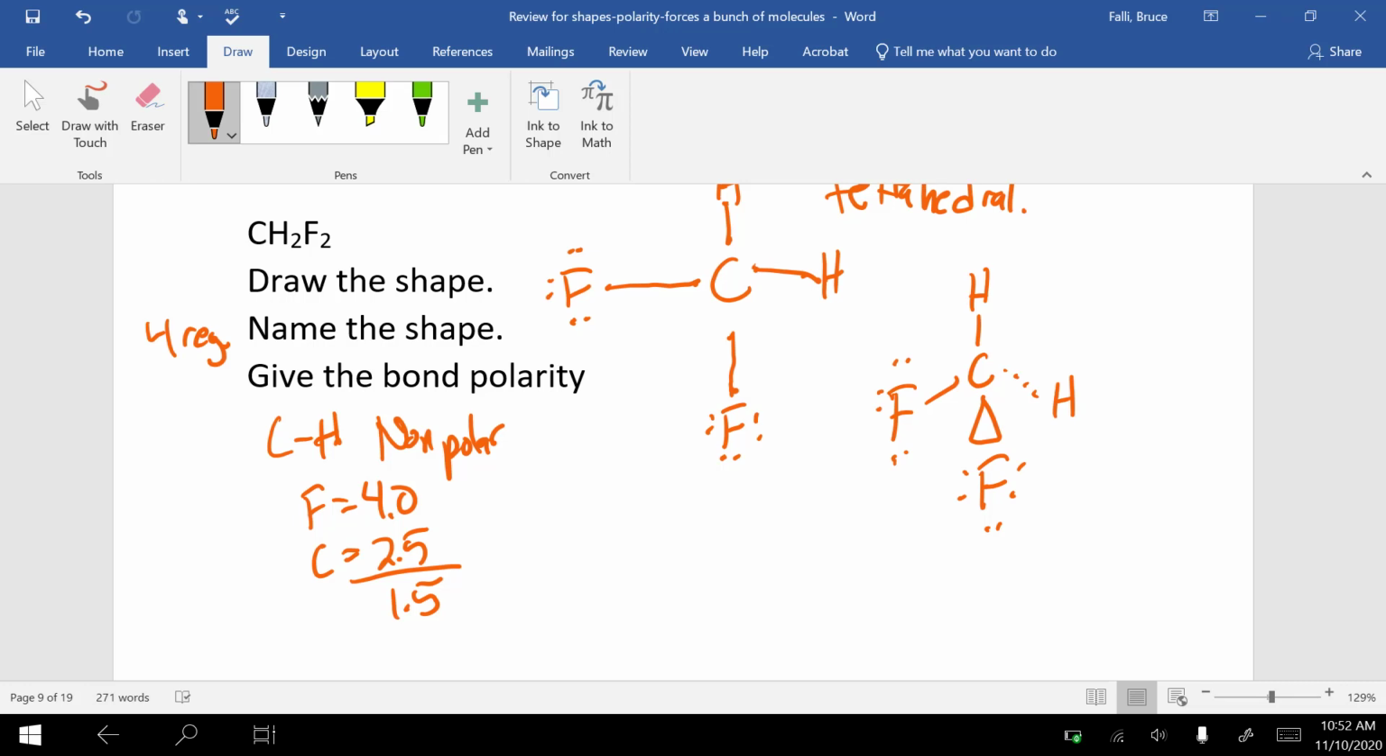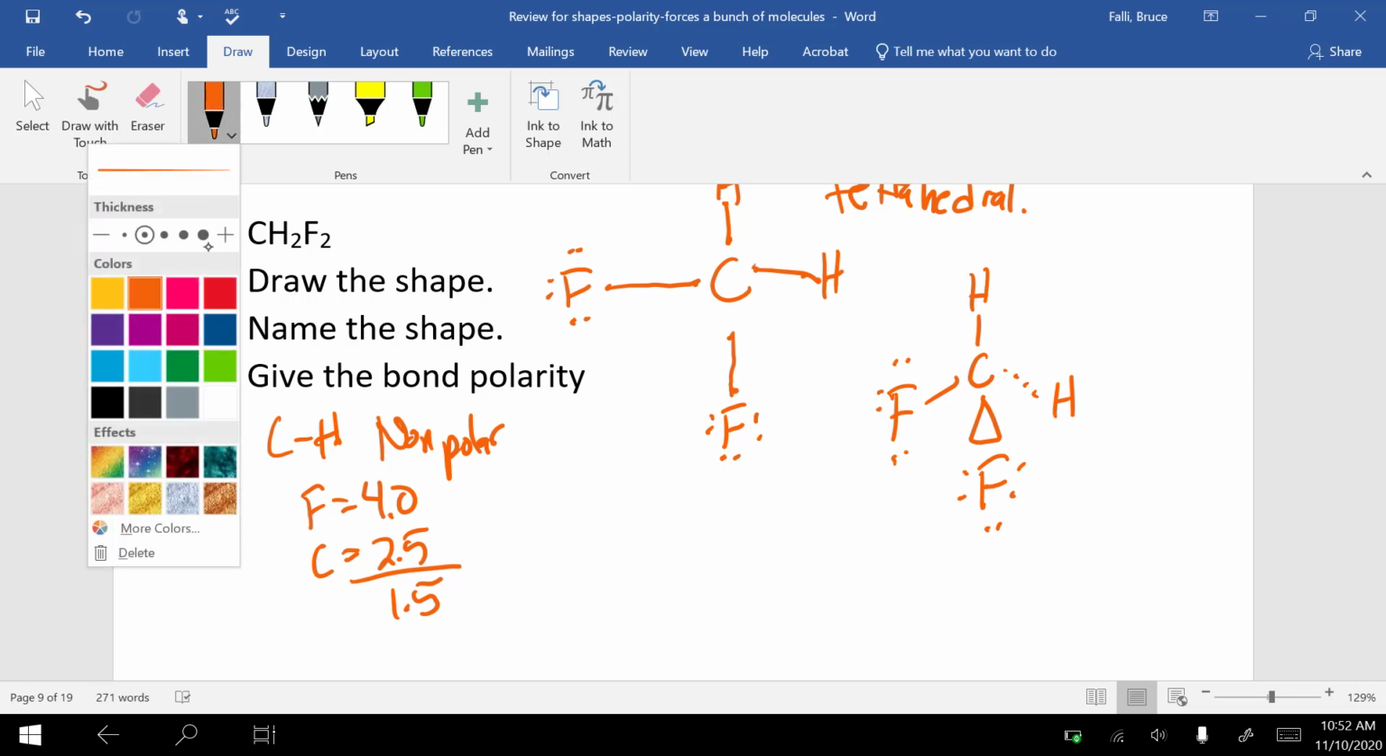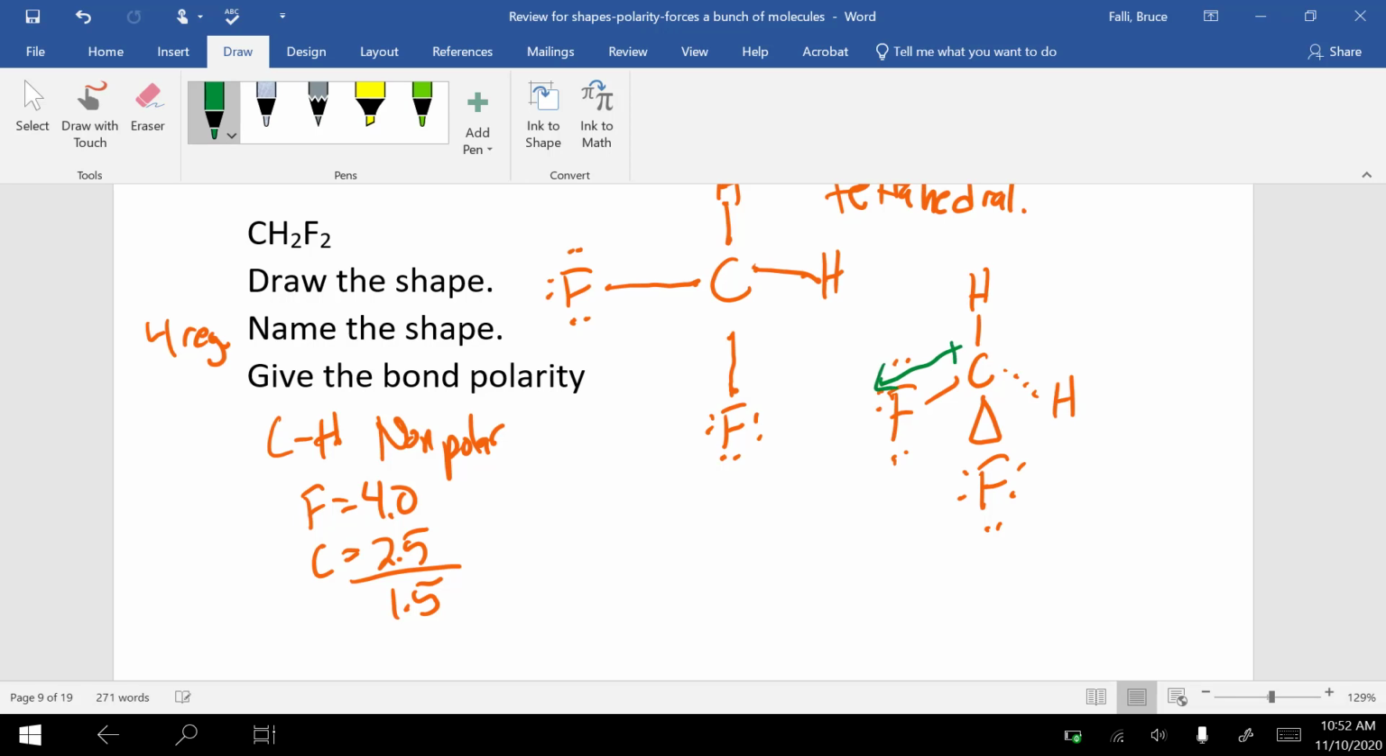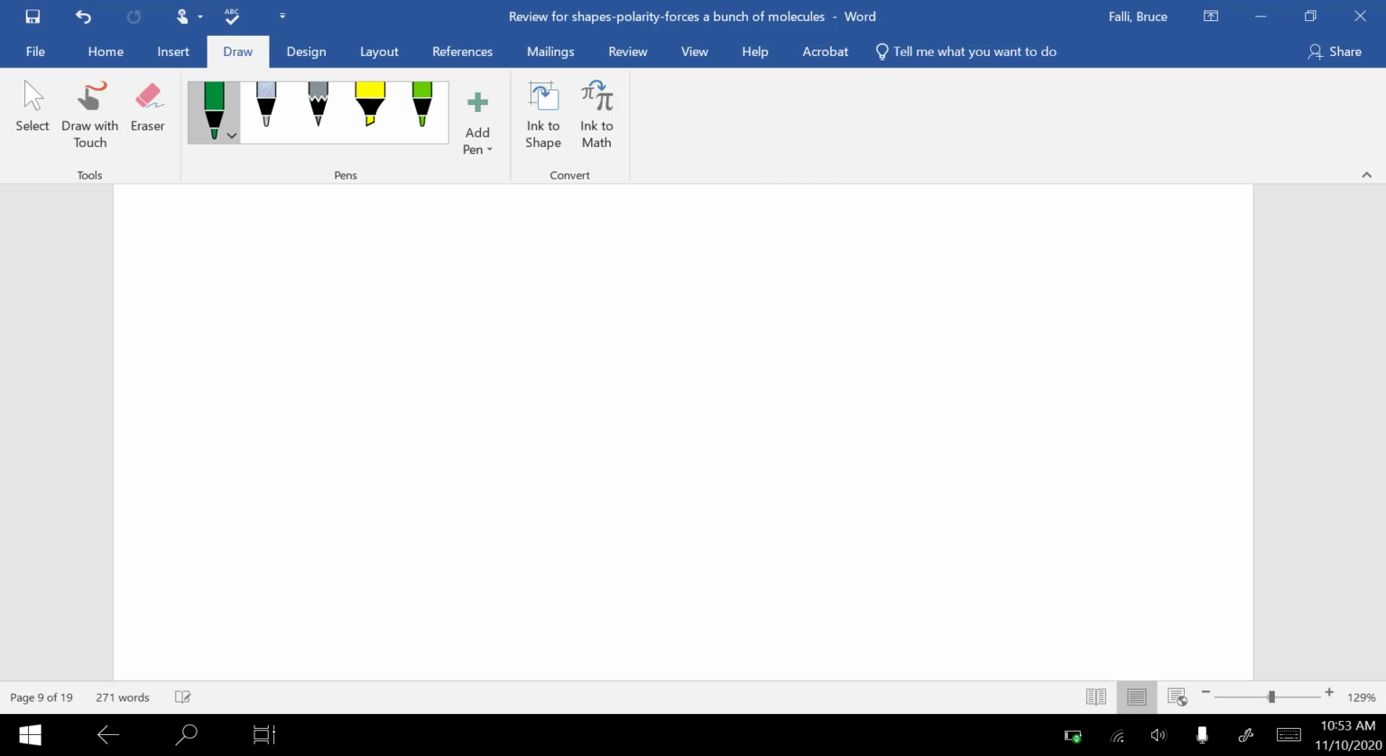So I have to draw it for that one. I'm going to change my color. And remember, I go from my positive one to my negative one. From my positive one to my negative one. And there you have it.